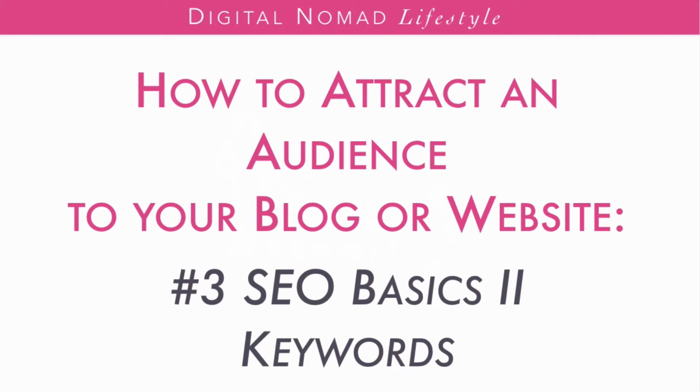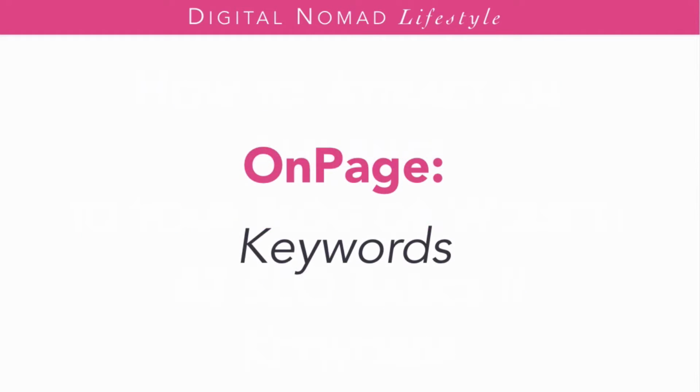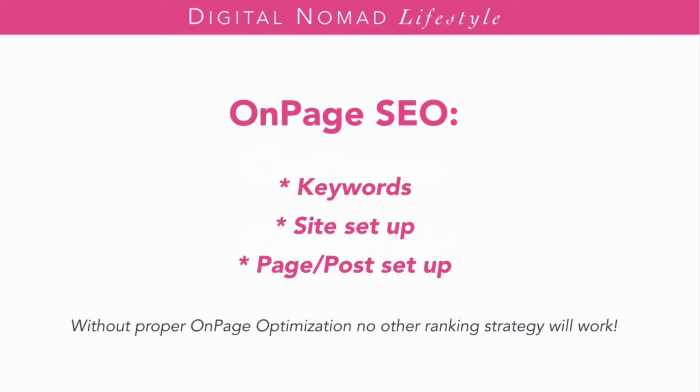Today we'll talk about keywords and the first part of on-page optimization. Just a quick overview. On-page SEO refers to keyword research, how you set up your website or your blog, and also how you set up your articles and blog posts. That's very important. In fact, without those three, no other ranking strategy will work, no backlinking, no social signals, nothing else you do will matter unless you set this up right. So it's important to start with that.